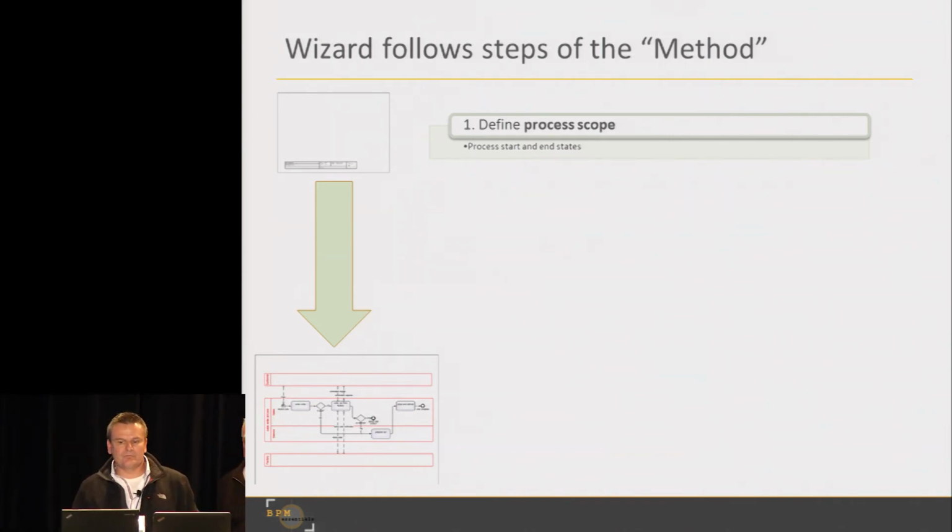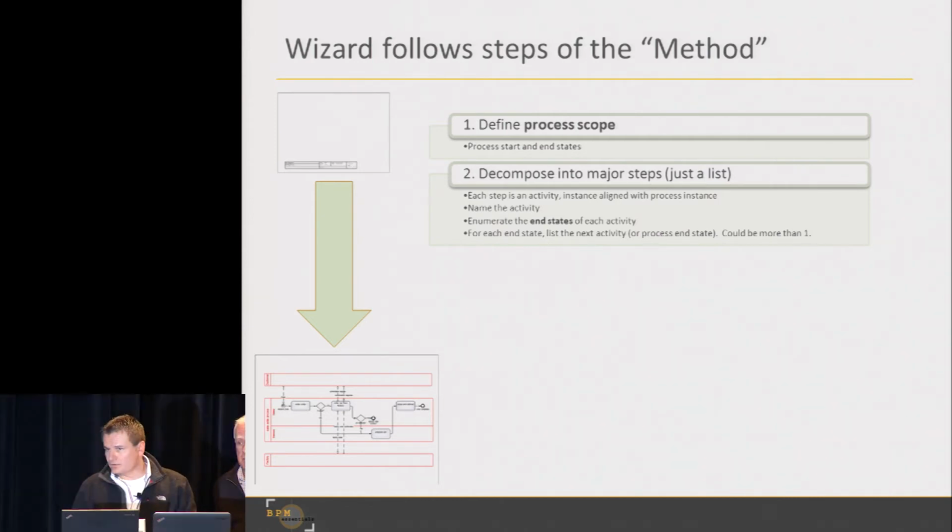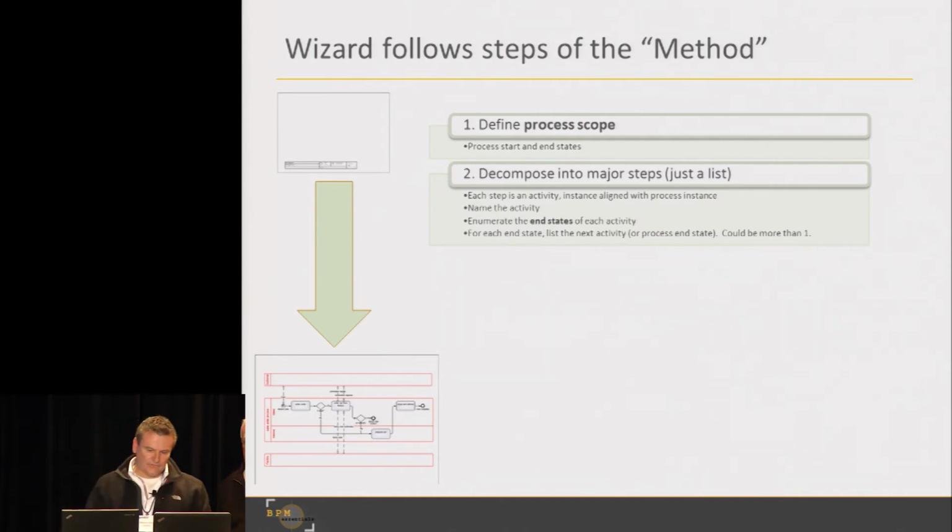We have to define first the process scope before we start with modeling, the start point and the end point. It closes the process. We have to decompose then the major steps in the process. It's just a list normally in the first part. Then each step is an activity, is work to do. We name it with substantive and verb. We enumerate the end states. It's a very important thing in this method. And for each end state, we have to define the next activity we go through.